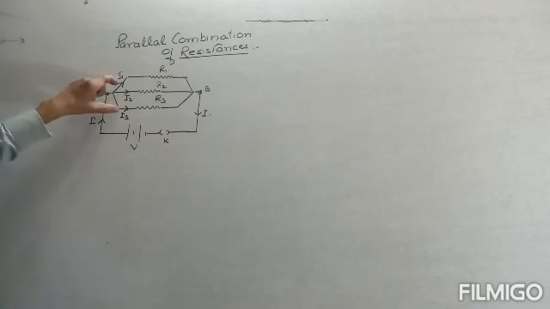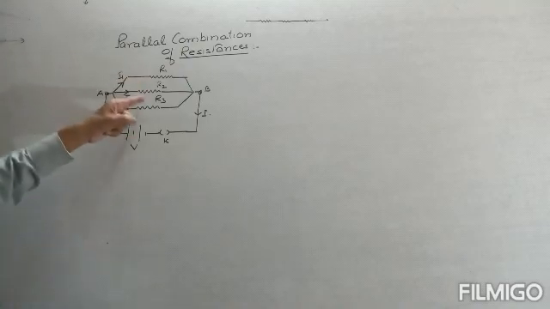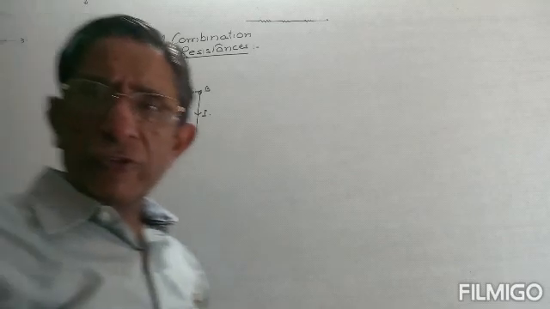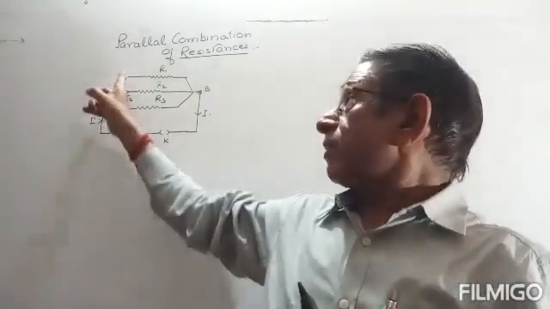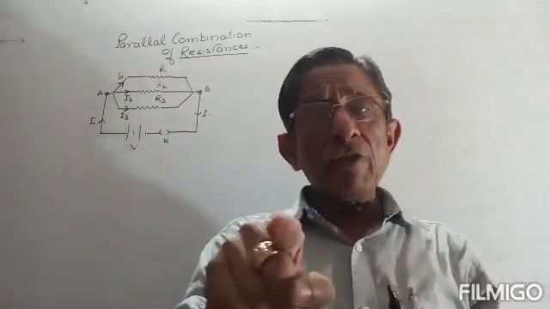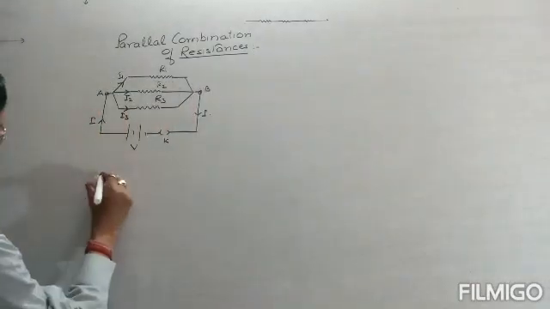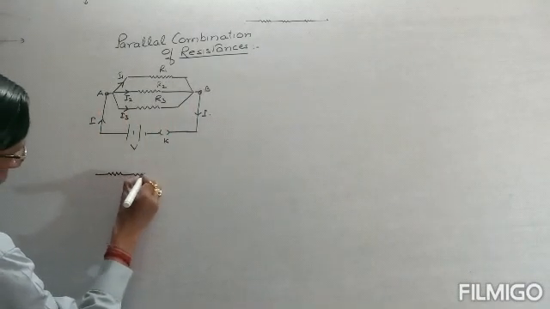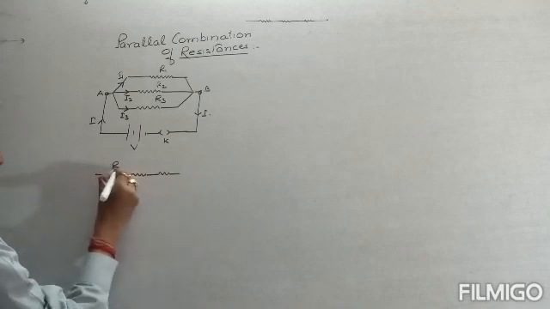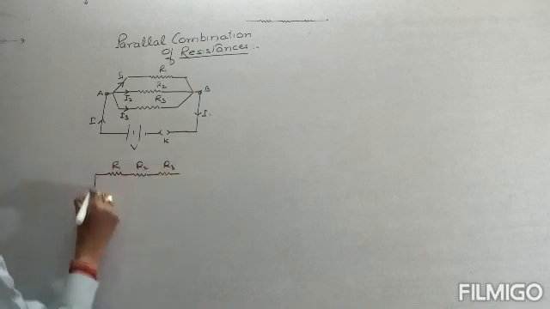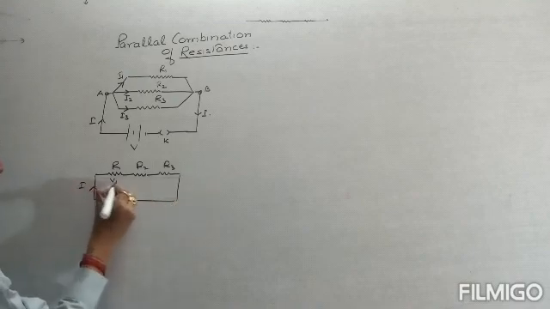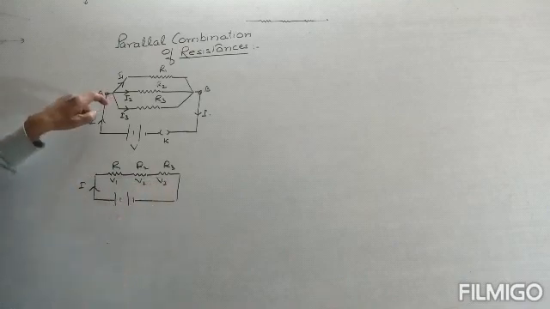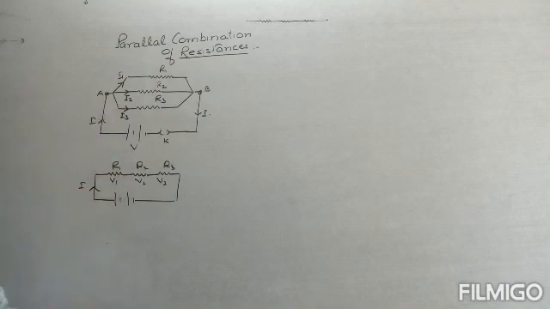So you can see in parallel combination, potential difference across each conductor remains same, but current is divided. While in series combination, as you know, current remains same. This is R1, R2, R3. In this case, what is same? Current is same, voltage is divided. So in parallel combination, reverse takes place. In parallel combination, voltage remains same and current is divided.